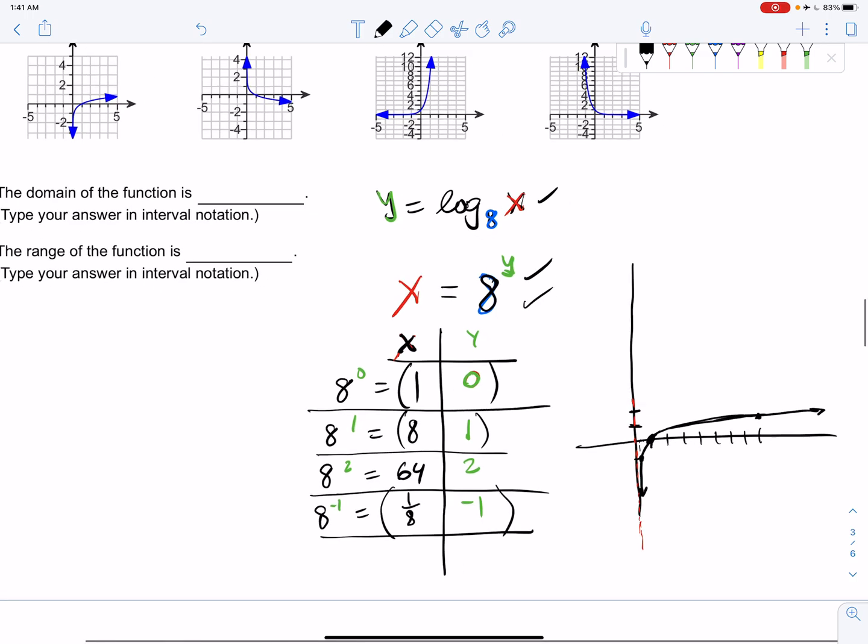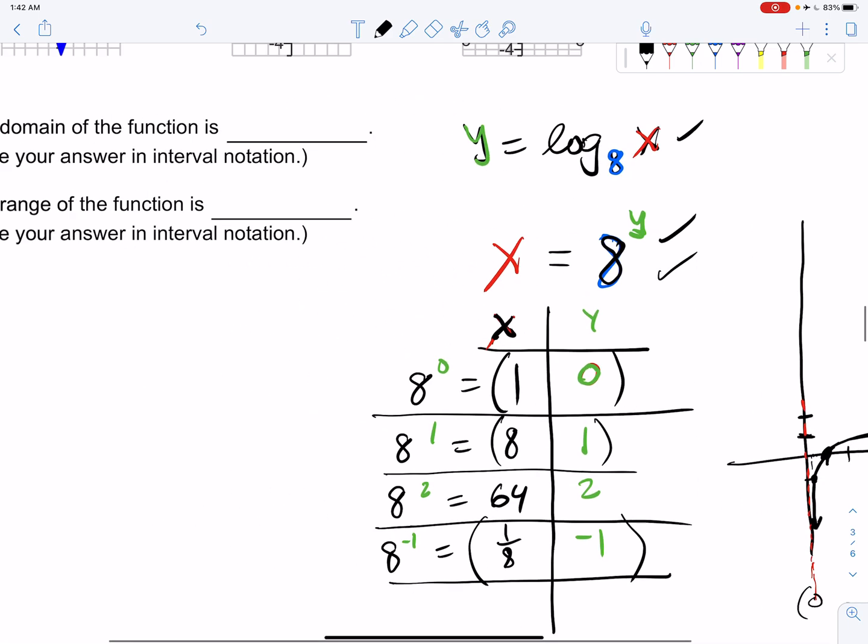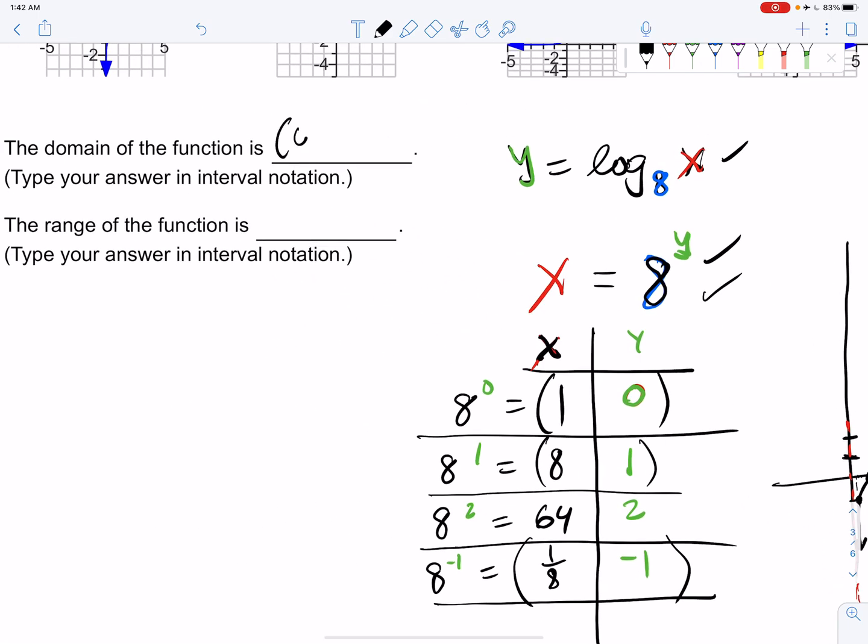Okay, so now the next thing they want to know is what's the domain? Well, let me look at mine since it's a little bigger. Remember, the domain is the set of all x values, and this does not get to 0 for x. So it doesn't get to 0, so it's open at 0 and goes all the way up here to forever, positive infinity. So the domain is going to be 0 to positive infinity, open.